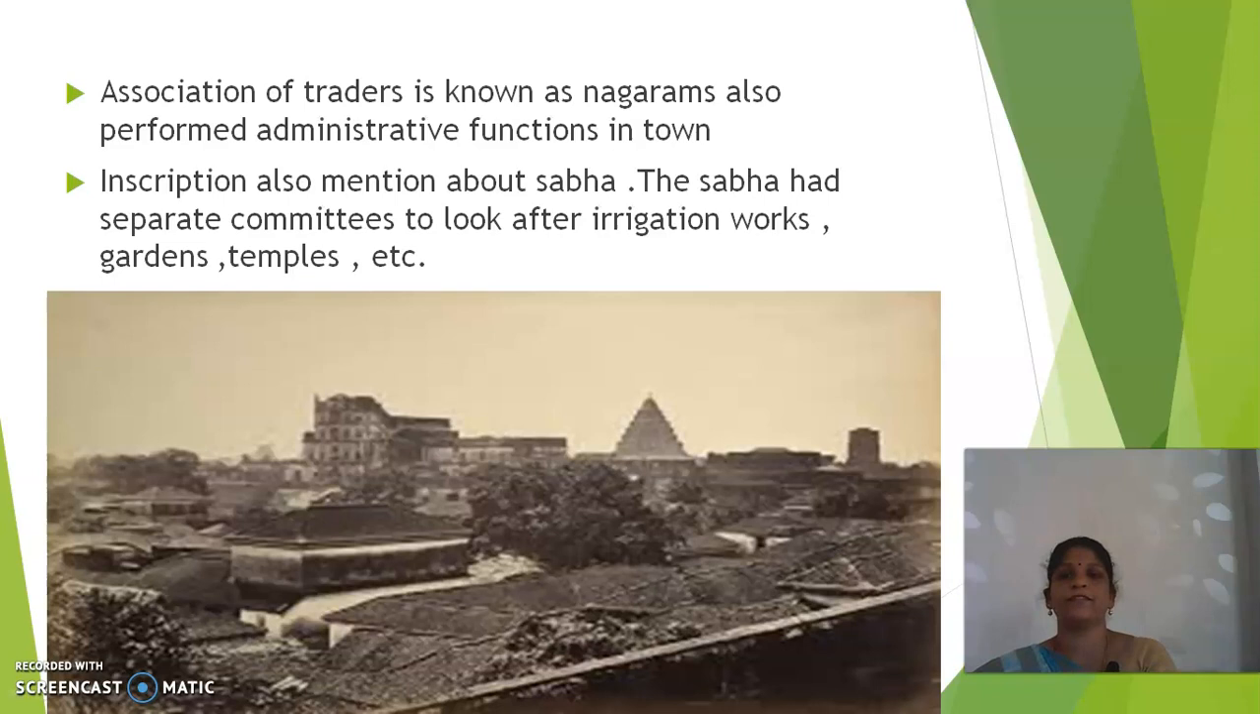Yes, associations of traders known as nagarams also performed administrative functions in towns. Nagaram means a town, where the trading association was held and administrative functions were also performed. It was called nagaram, like Urayur Nagaram, Palur Nagaram and Tanjavur Nagaram. So now you have heard three words: Ur, Nadu, and now Nagaram. Inscriptions also mention the Sabha. The Sabha had separate committees to look after irrigation works, gardens, temples, etc. In Tamil, in the Chola period, we used to say Panjavariyam.